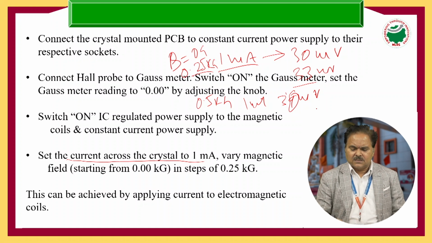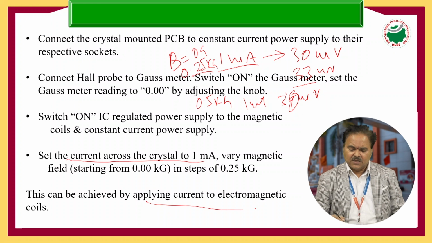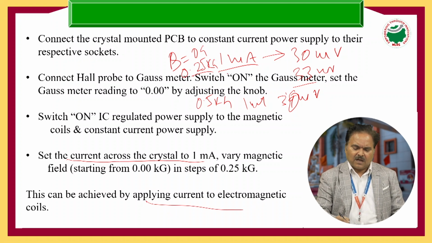So that means the Hall effect induces that voltage with the magnetic field, by applying current to the electromagnet. This is one method, where the current is constant.